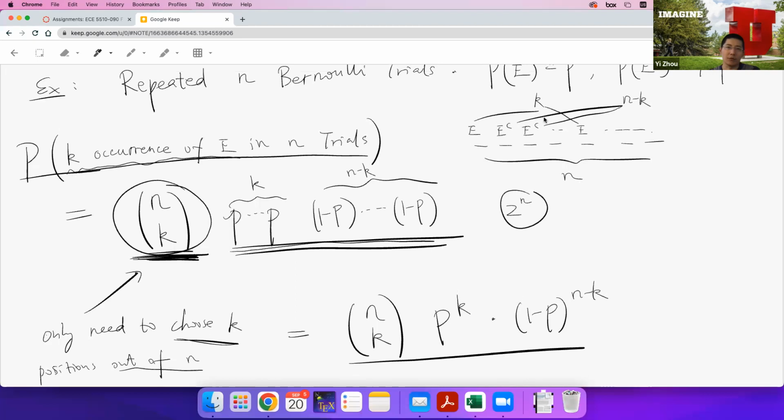And for each outcome in this event, we have K occurrences of E and N minus K occurrences of E complement. So K occurrences of E is given by P to the power of K. And N minus K occurrences of E complement is given by this one. So both parts are necessary.